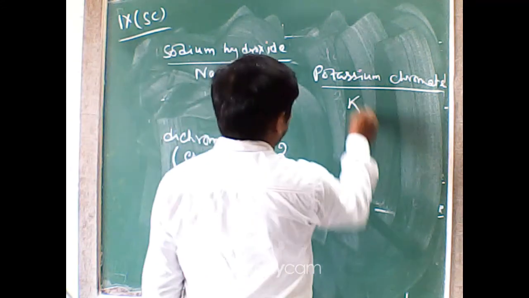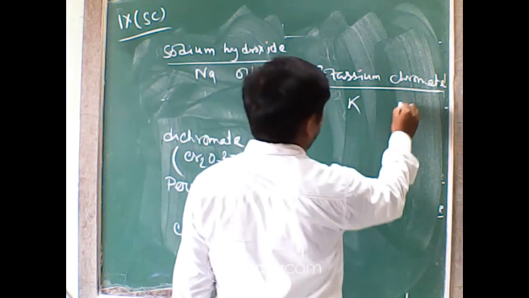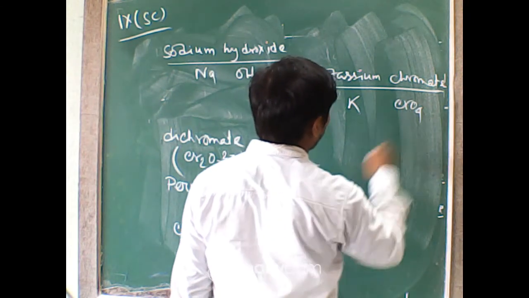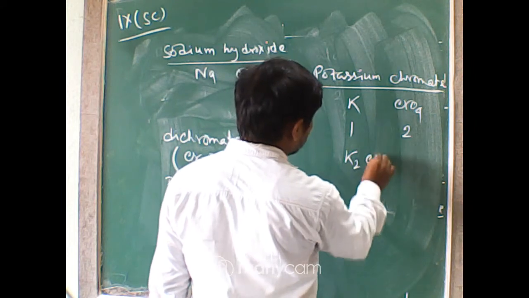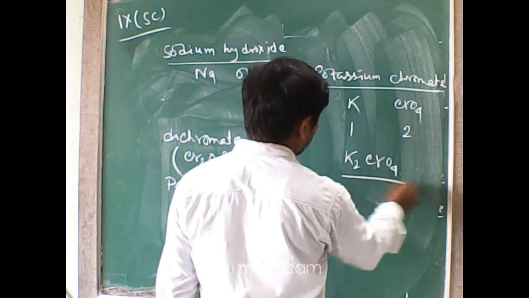So potassium, that is K, and it is CrO4, 1 and 2. So K2CrO4.